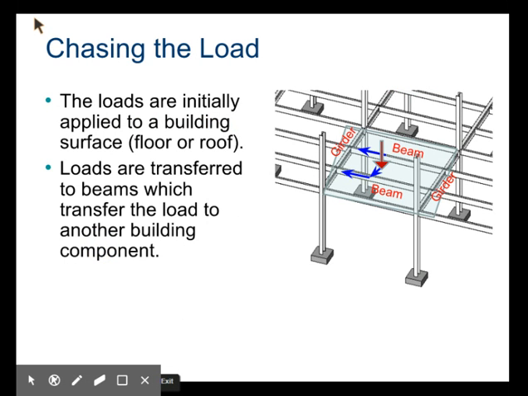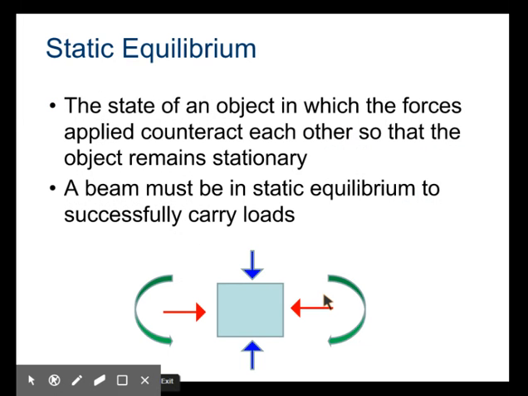We talked about this in the last video, in the last PowerPoint. Now, the loads are initially applied to the surface itself, be it the floor or the roof. That load's then transferred to the beams, which transfers the load to another building component. So here we go from the floor to the beam. That beam's sitting on a girder. That girder is applying its force to a column. The column goes all the way down to the foundation, that footing down there, which is transferred to the soil. So we're chasing that load all the way down.